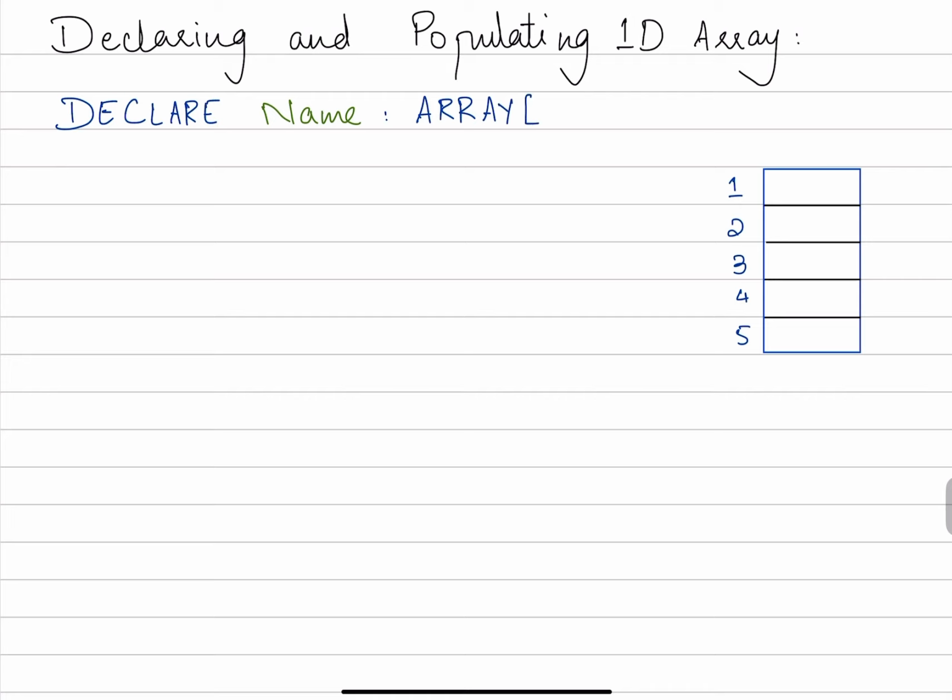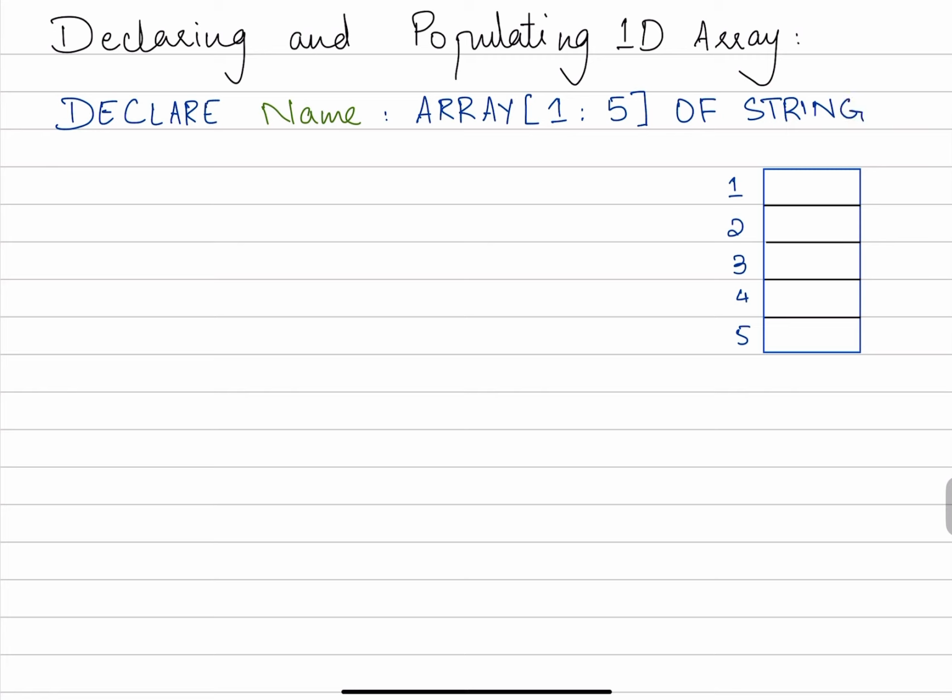Then you're going to write colon ARRAY. Then you have to tell where the index is going to start from. Let's say it's starting from 1 in my case, and then ending at 5. And then you have to write the data type. Since it's their name, I'm going to give it a data type of STRING.